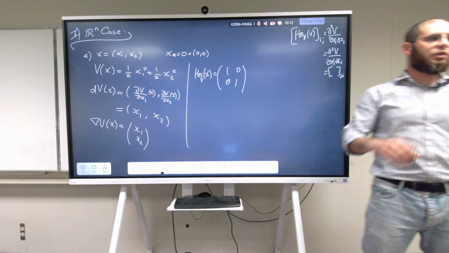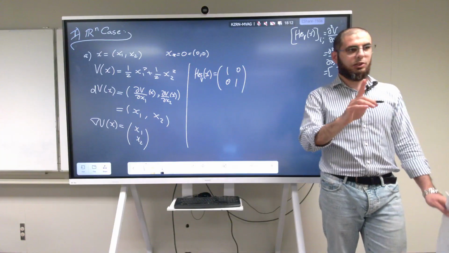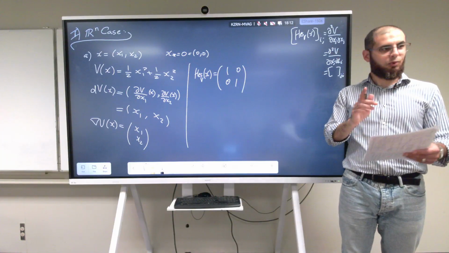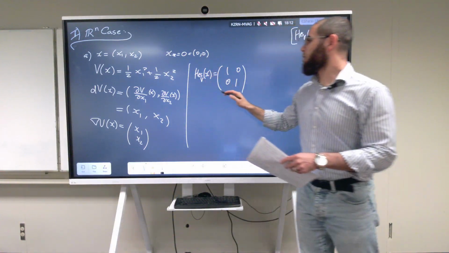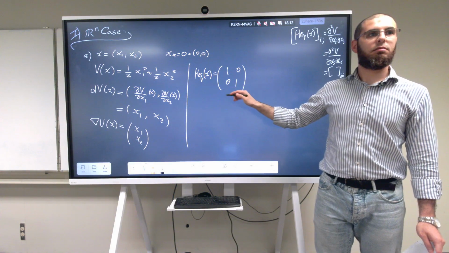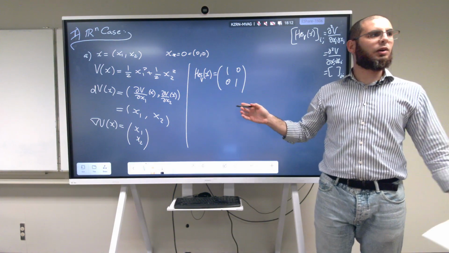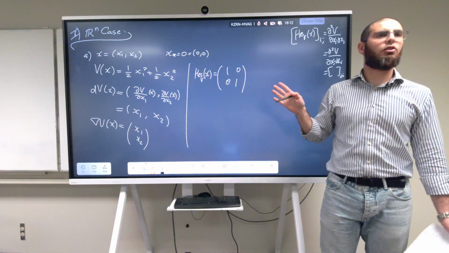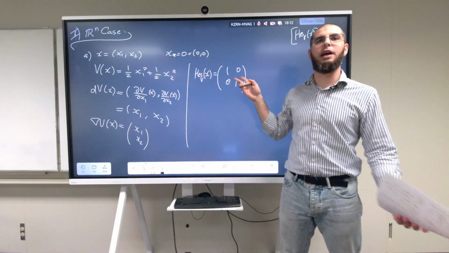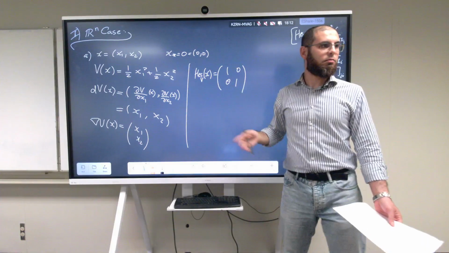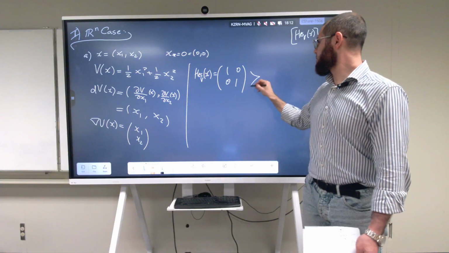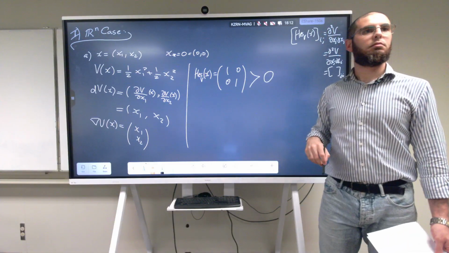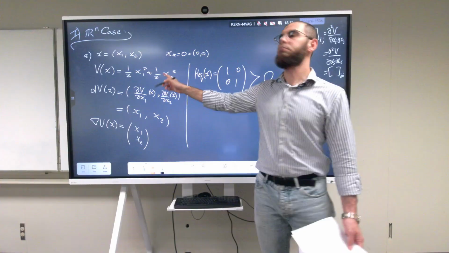So double check that with ChatGPT, and tell me which course that is. So this is the Hessian, and what about the eigenvalues of this Hessian? 1 and 1. What's the easiest way to look at it? The diagonal, right? When you have a diagonal matrix, the eigenvalues are the diagonal, right? So it's just 1 and 1. So it's positive definite.